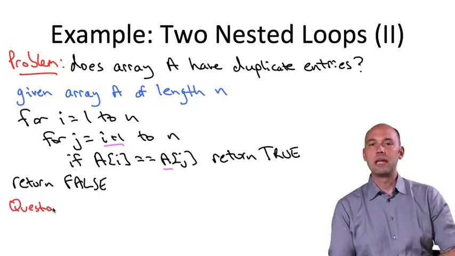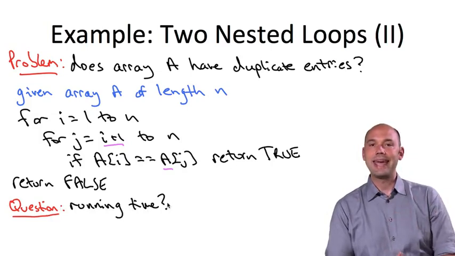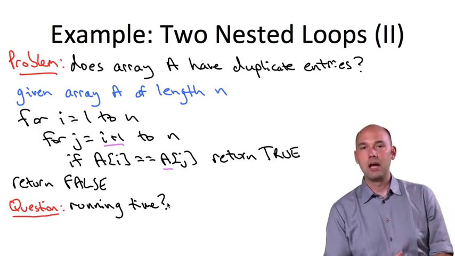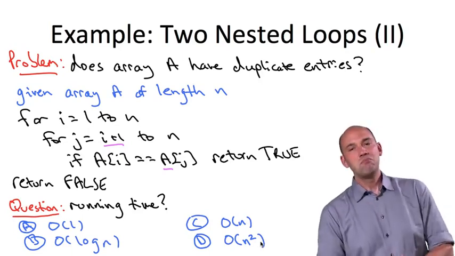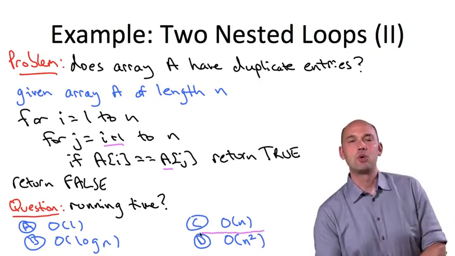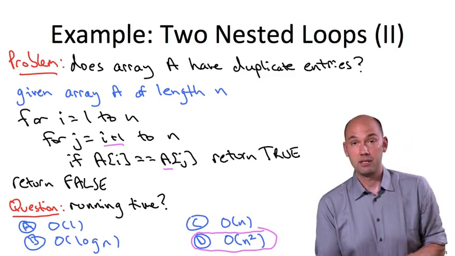The question is the same as it always is. What, in terms of big O notation and the input length n, is the running time of this piece of code? So the answer to this question, same as the last one, big O of n squared. That is, this piece of code also has quadratic running time.